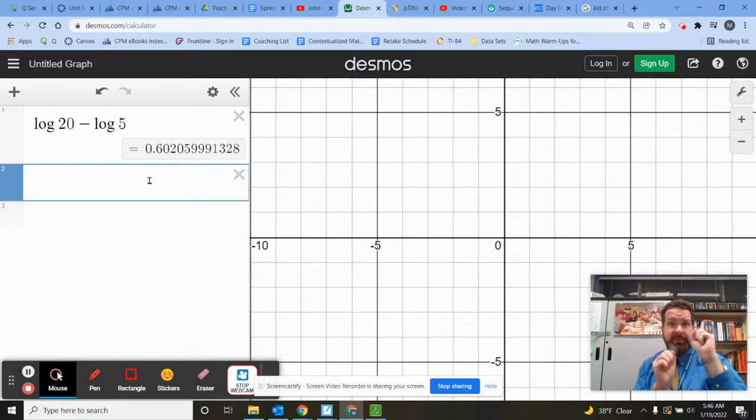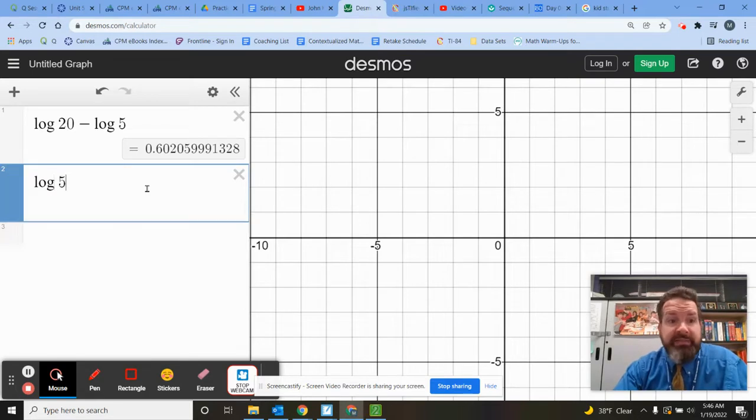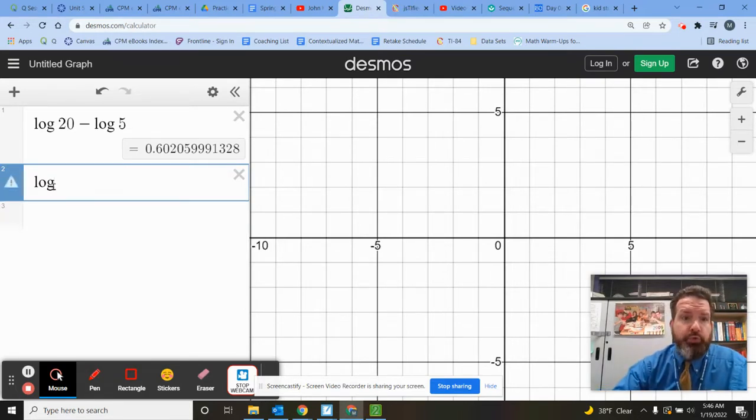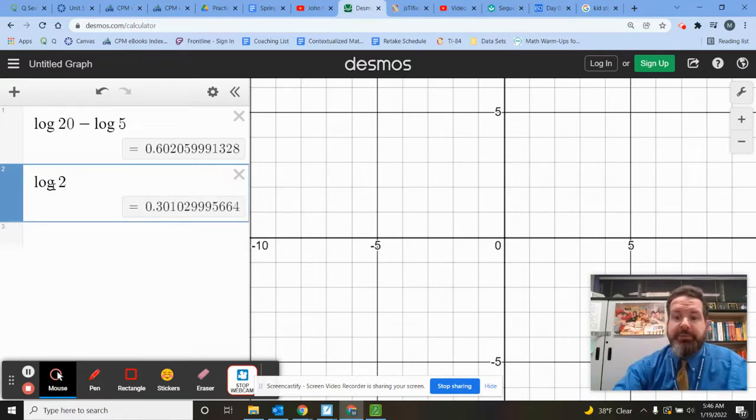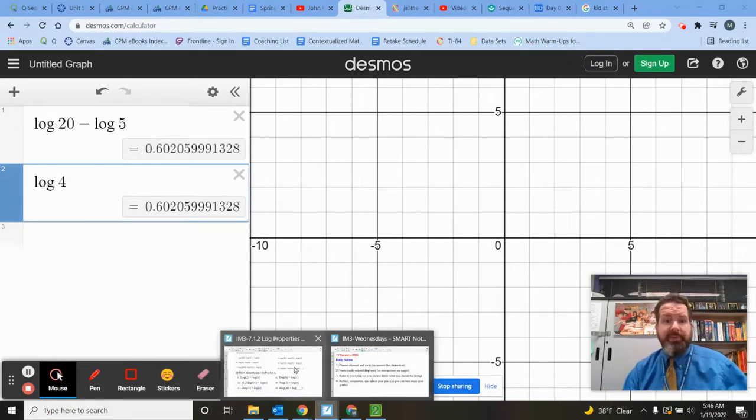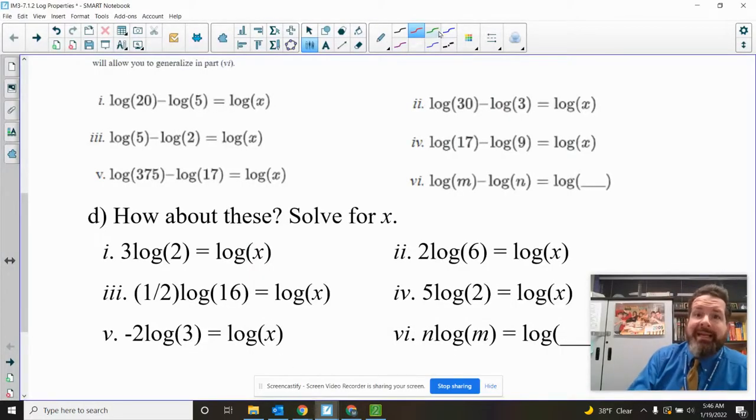So 10 to the 0 is the number 1. 10 to the first is the number 10. So I need to pick numbers between 1 and 10. Let's just try 5, see how that works. Okay, that's too big. 2, that's too small. Do a little guess and check. You'll eventually end up with, all right, these separate logs are equivalent to this single log. So in this particular case, the x needs to be 4.